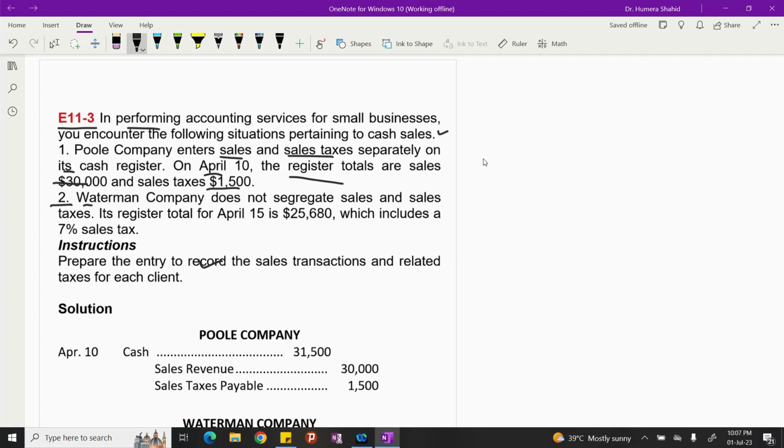Second transaction, this is another company, Waterman Company, which does not segregate the sales and sales taxes. So whatever amount we find in the cash register includes the revenue plus the tax figure as well. Its registered total for April 15 is 25,680, which includes 7% sales tax. So this amount includes revenue of 100% and sales tax of 7%. Okay, remember this point. Let's record the journal entry, because they say record the entry for the sales transaction and related taxes for each one.